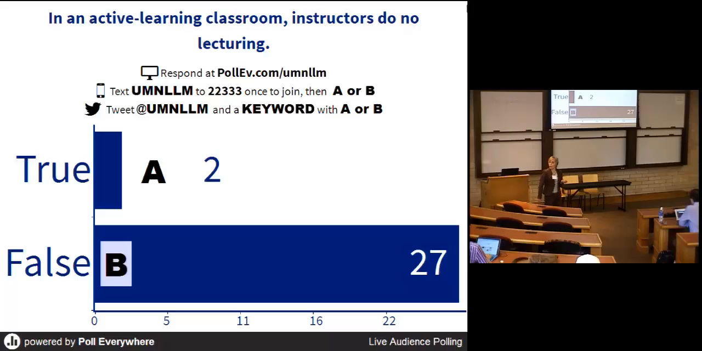And this is false. In an active learning class, when we're defining what active learning is, we also need to think about what it's not. It doesn't mean that we abandon lecturing completely. There still is a place for lecturing in the classroom. Does an active learning classroom mean that we do less lecturing? Yes. But there still can be, and is, a time and a place for lecturing as well.